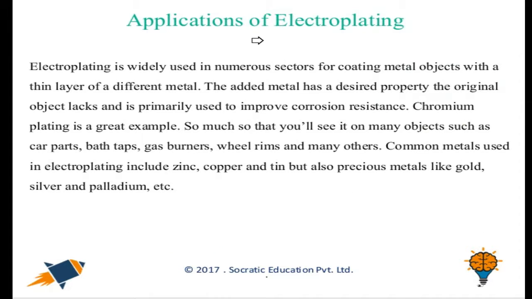So now when we talk about applications, electroplating is widely used in numerous sectors for coating metal objects with a thin layer of different metal. The added metal has a desired property the original object lacks and is primarily used to improve corrosion resistance. Common metals used in electroplating include zinc, copper, and tin, but also precious metals like gold, silver and palladium are used. They can be used in car parts, bath taps, gas burners, wheel rims, and many others.